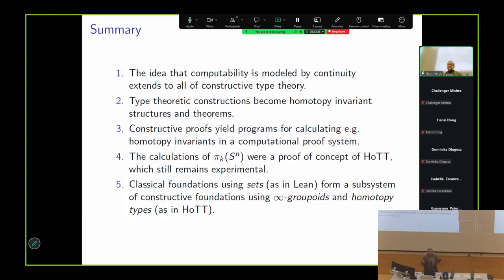And now I want to step back a little bit and point out that classical foundations of mathematics using sets, as is used in the Lean proof assistant, are a subsystem of this constructive foundation using homotopy groups and homotopy types, because a set is just a discrete homotopy type. And the classical foundations are a special case of this constructive system. So that promises a great deal of potential for future research. So that's where we're headed.